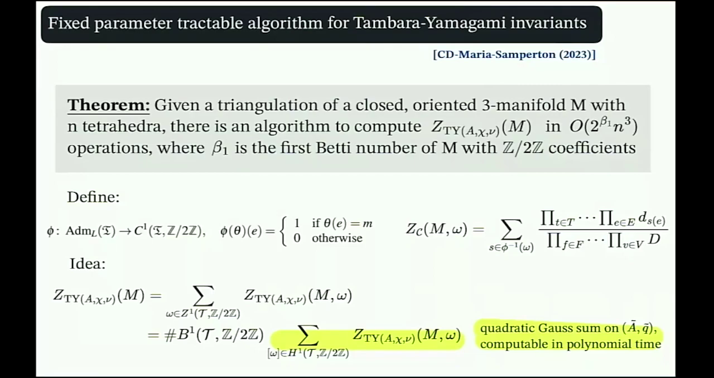We reduce this to something that's computable in polynomial time. It's called a quadratic Gauss sum, which is going to feel very familiar to all of us because this is something that's computed from the data of a finite abelian group and a quadratic form, and you must be thinking, that sounds like an abelian theory. And you're right, but it's not on the A and Q that you might be thinking of sitting in that trivial component of my Tambara-Yamagami fusion category. It's actually a pretty gross subgroup of a big direct product of copies of A, and Q is something carved out by the Tambara-Yamagami bicharacter.